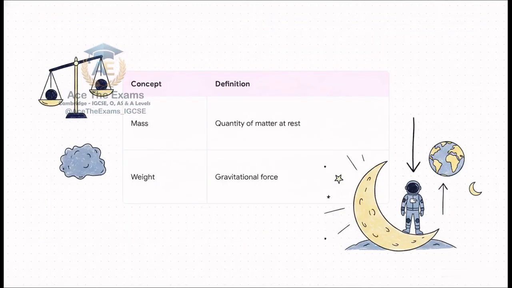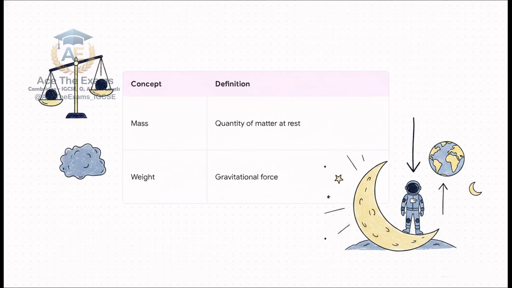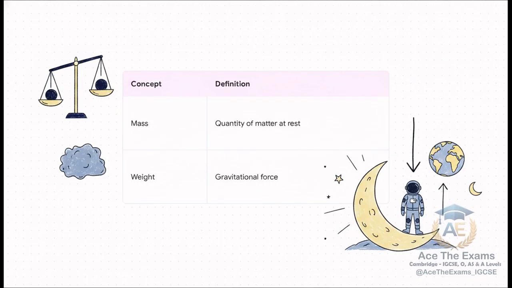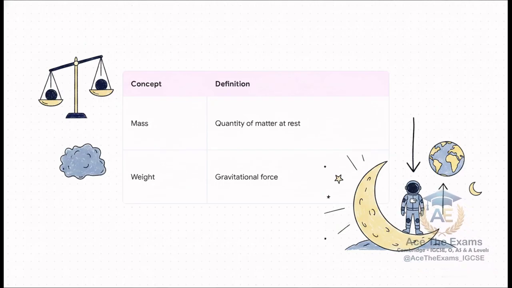Okay, let's look at how that vector-scalar difference plays out in reality with mass versus weight. So many people mix these up. Mass is a scalar. It's just the sheer quantity of matter you're made of. It doesn't care where you are. Weight, on the other hand, is a vector. It's the actual gravitational force pulling down on that mass. Meaning, if you teleport it to the moon right now, your mass stays exactly the same, but your weight drops drastically because the moon's gravity is weaker.